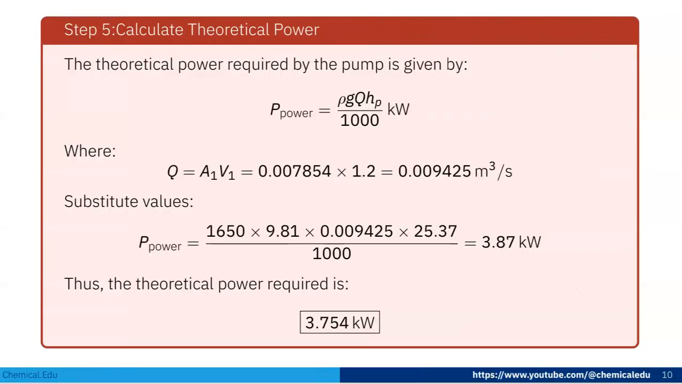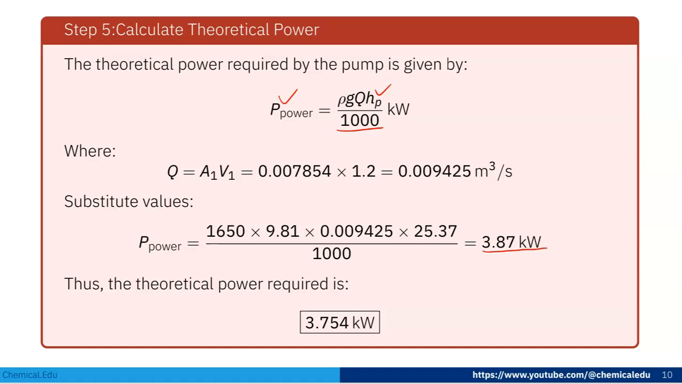Now we have to calculate the pumping power. So the theoretical power required by the pump is given by power equals rho G Q HP actual by 1000, so that is in kW. So Q is A1 V1, that is 0.007854 into 1.2, so that is 0.009425 meter cube per second. Now for the power we calculate 1650 into 9.81 into 0.009425 into 25.37 by 1000, so we get a pumping power of 3.87 kilowatt.